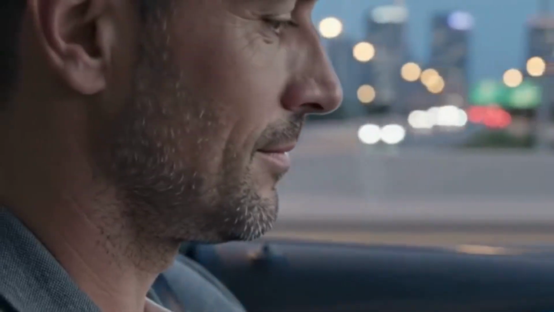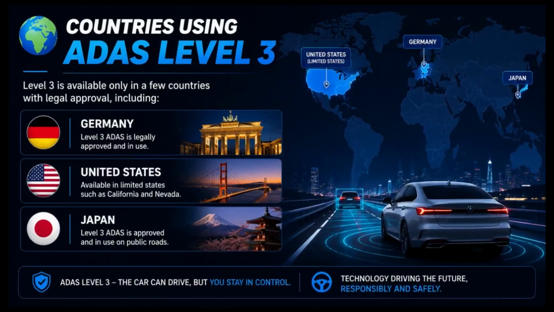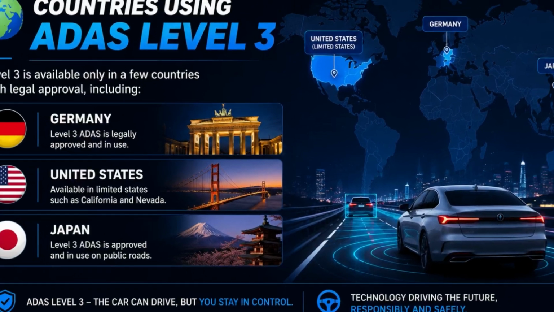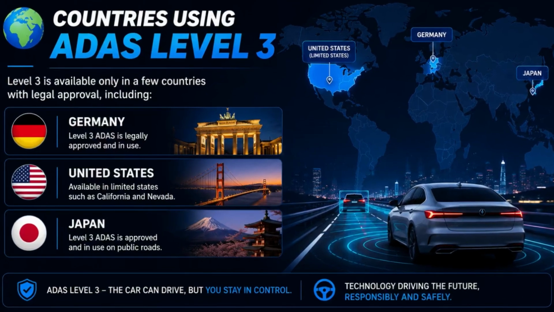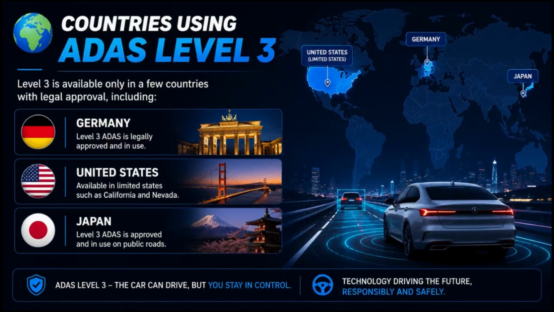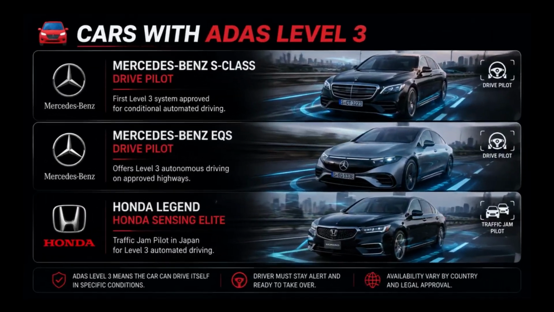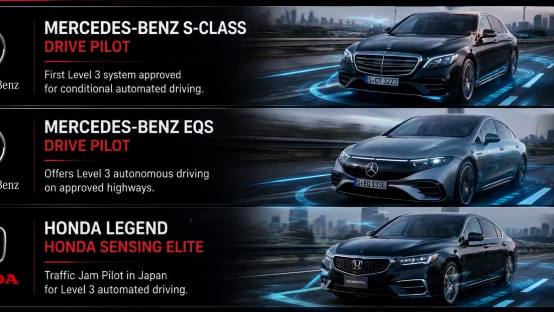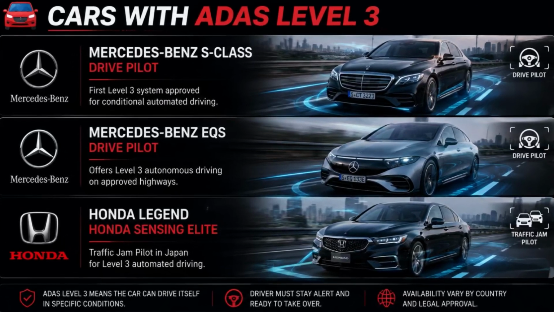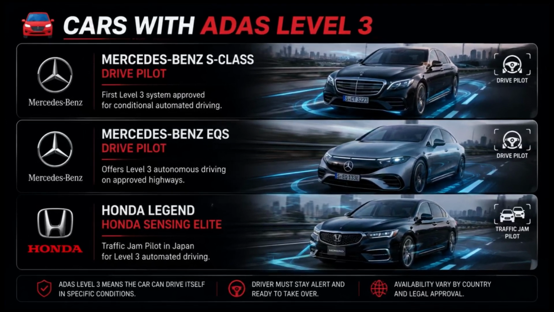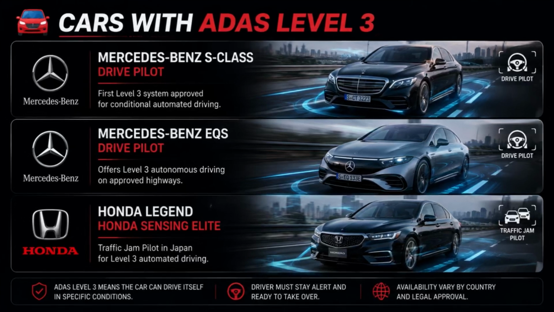Now, let's see which countries are using ADAS level 3. Level 3 is available only in a few countries with legal approval, including Germany, Japan, and in the United States, limited states such as California and Nevada. Now we will see the cars with ADAS level 3. Mercedes-Benz S-Class and EQS. The ADAS system is known as Drive Pilot. And Honda Legend. The ADAS system is known as Honda Sensing Elite.